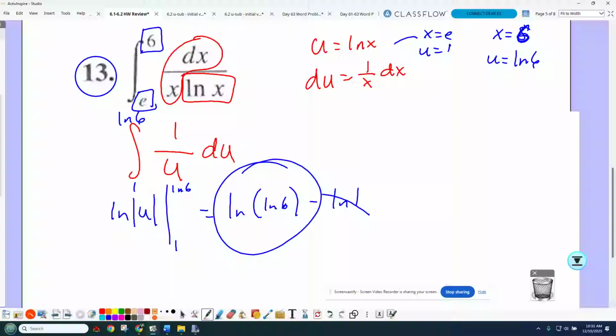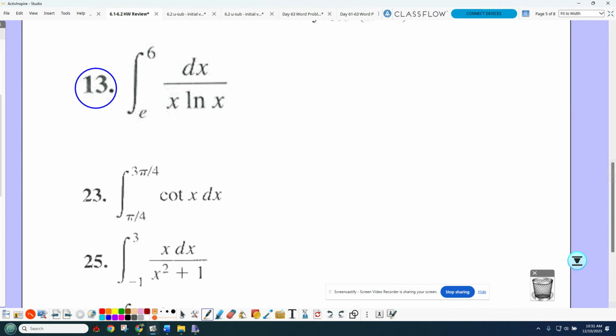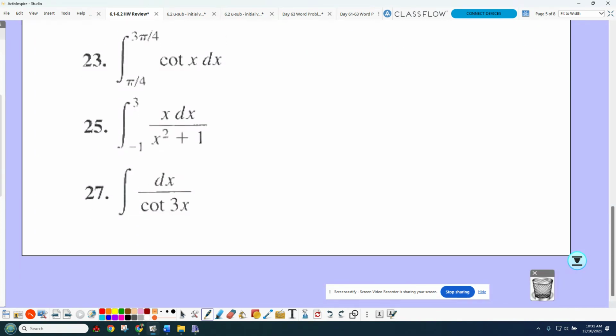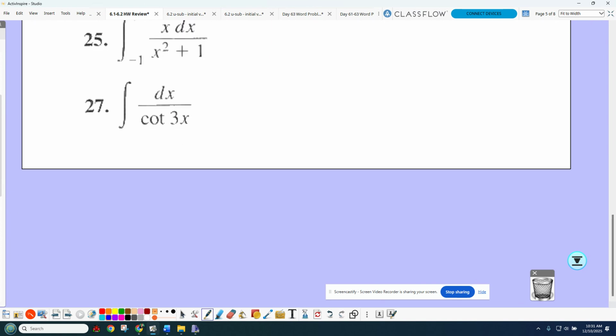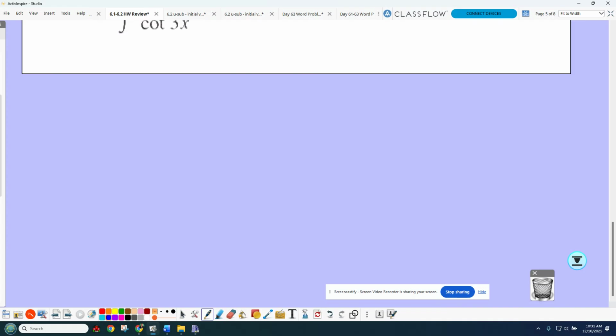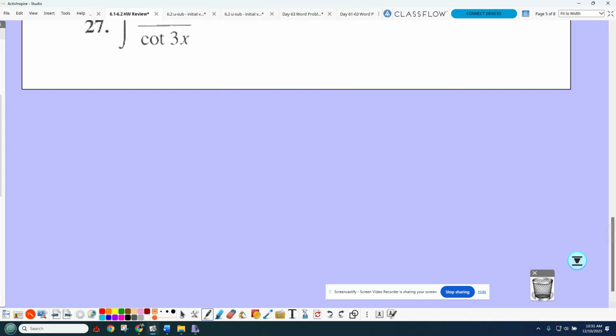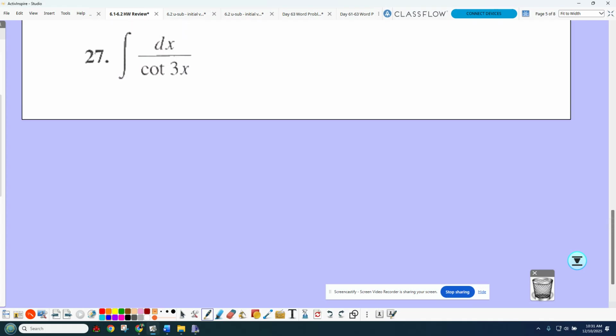Natural log of 6. Yeah. And that is not natural log squared, by the way. So that's natural log of 6 times natural log of 6. It's like sine of 0 isn't sine squared.